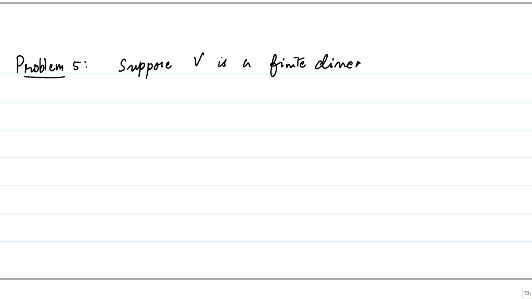Okay, the next problem, let me call it 5. Problem 5 states the following. So this is again a prove-that-something-exists problem. Suppose V is a finite dimensional vector space and T from V to W is a linear transformation.